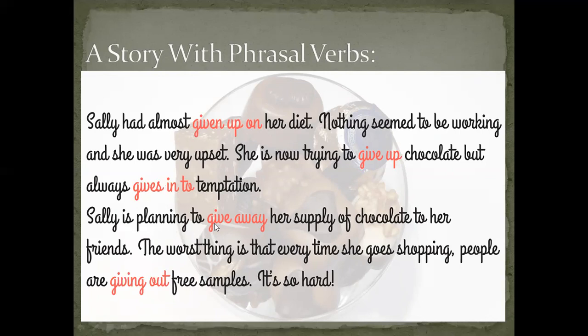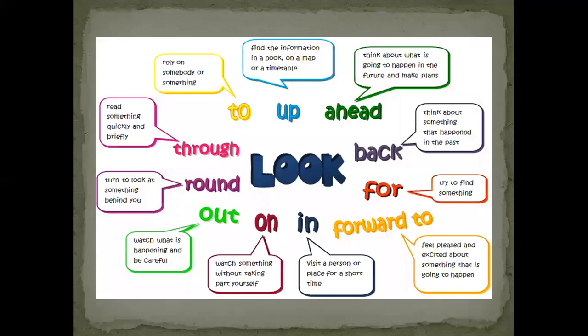Sally is planning to give away her supply of chocolate to her friends. Give away means to stop, to not do the same thing again. The worst thing is that every time she goes shopping, people are giving out free samples. It's so hard. Giving out means to give away. It means something which is given to you. And definitely, Sally could not stop eating chocolate because she even gets samples for free.